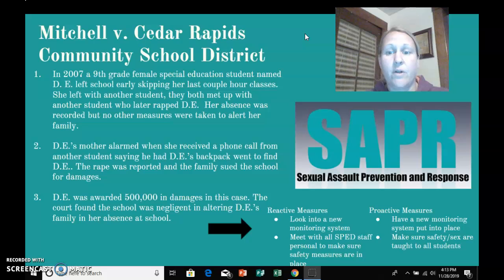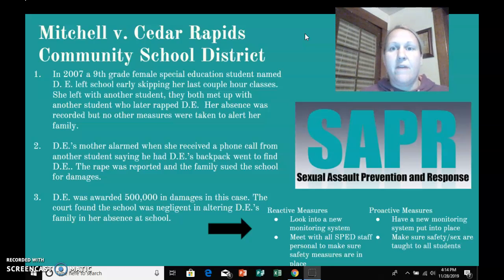Reactive measures would be, first, look into a new monitoring system because the one we have is not working. Meet with all SPED staff personnel to make sure that they understand what safety measures they should be taking. If this student always has a para with her, do they not think it odd that she was in the hour before but not in the hour now? Steps need to be taken as far as proactive measures go. Have a new monitoring system in place, one that alerts parents right away and not 5 hours later. And I think it's also important to teach students about safety and sex and what happens for those consequences when they cross the line.